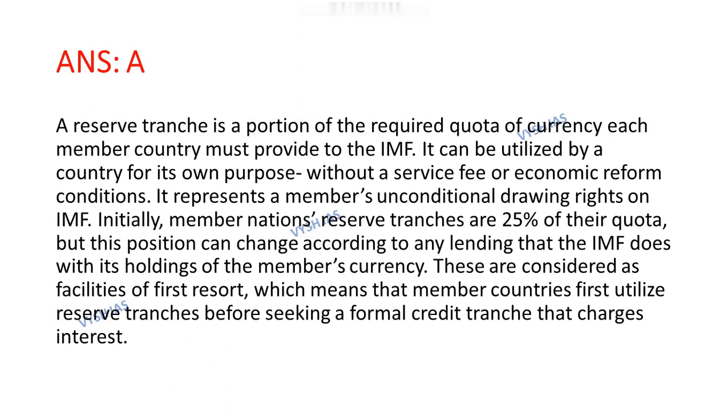Now, it represents a member's unconditional drawing rights on the IMF. Initially, a member nation's reserve tranche is 25% of its quota, but this position can change according to any lending that the IMF does with its holding of the member's currency. These are considered as facilities of first resort, which means that member countries first utilize reserve tranches before seeking a formal credit tranche that charges interest. So this is the explanation of reserve tranche.